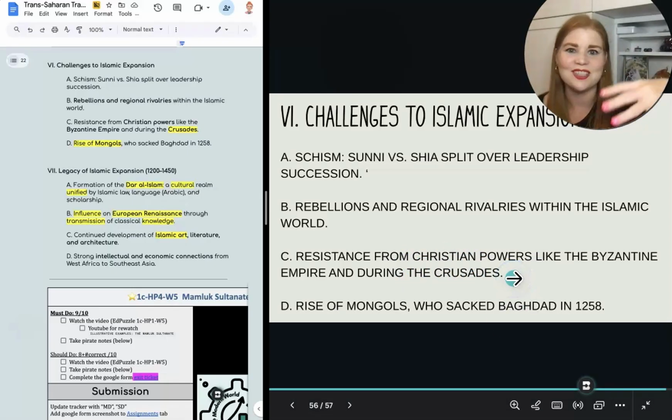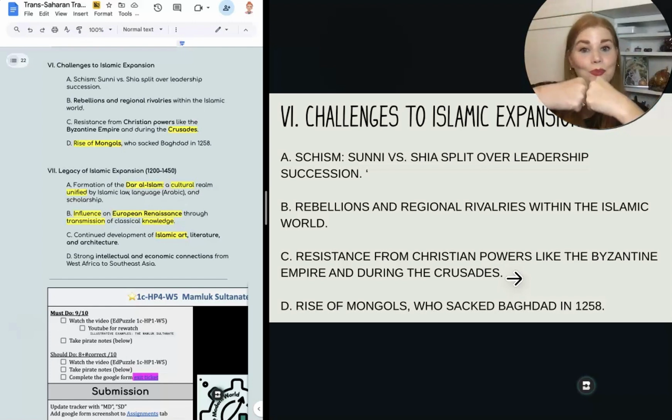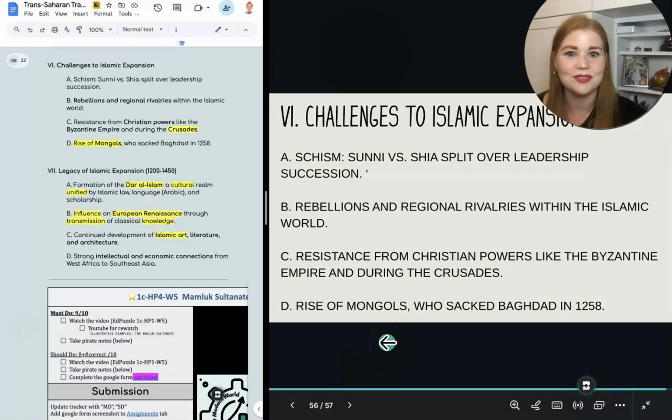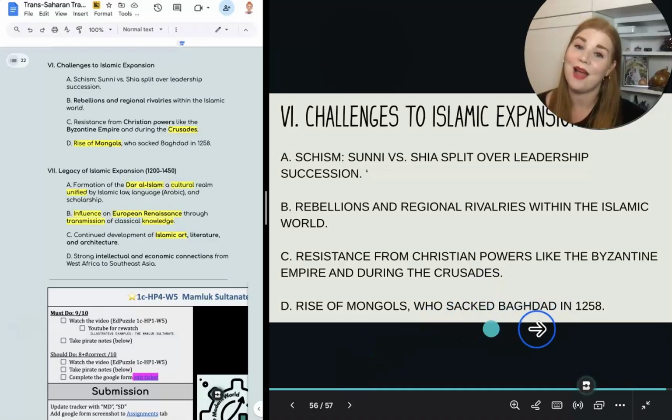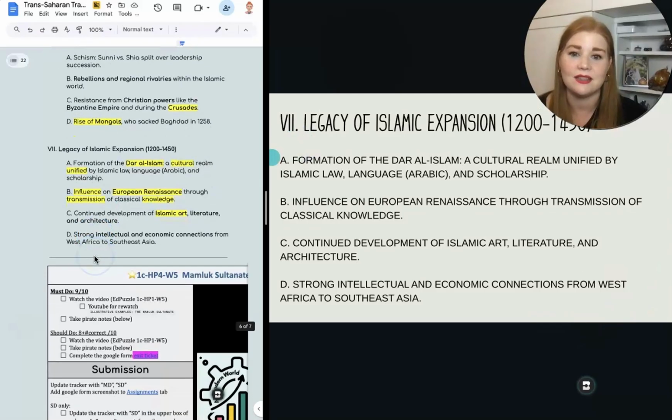Resistance from Christian powers. As we get closer and closer to 1450, we see there is an increased knowledge and use of weapons in Europe, and they're going to push against the expanding Islamic world. We also have the rise of the Mongols, which we will talk about later. They are going to sack Baghdad, that super powerful and important center of learning and of Dar al Islam, in 1258.